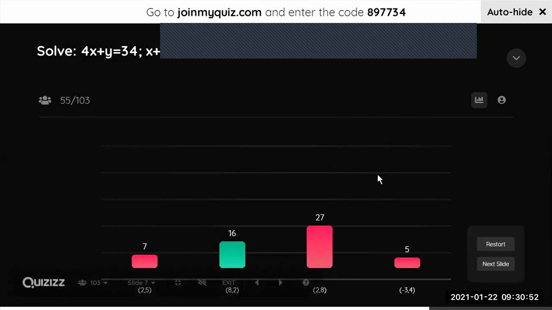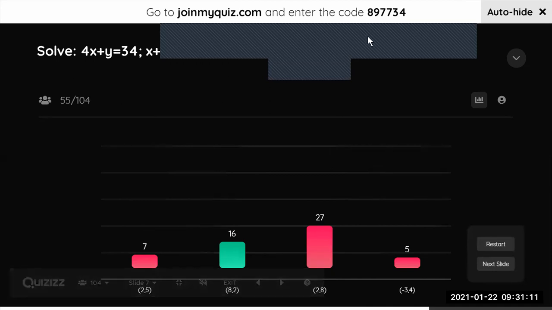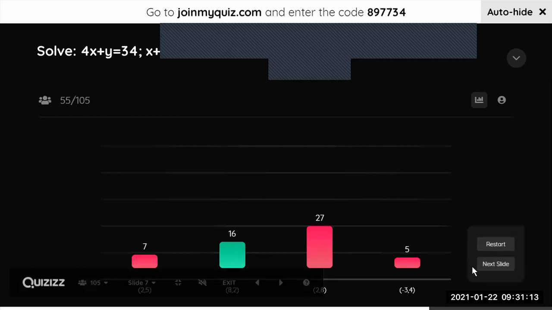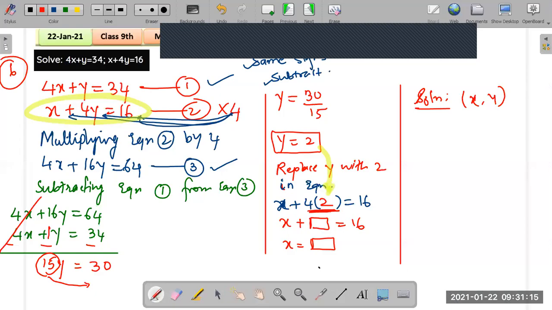Okay, just look at the options again. You can see it on my screen. The first one is 2 comma 5, second was 8 comma 2, third was 2 comma 8. Okay, so we got y equals to 2. 2 should be placed in the second number, not in the first place. So let us go back to the Zoom screen. Okay, and here we got y equals to 2.